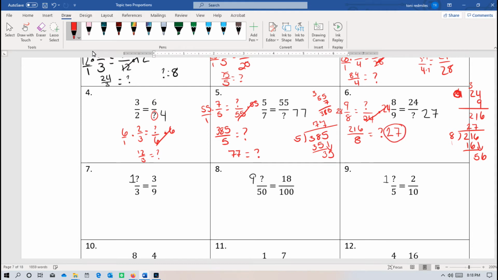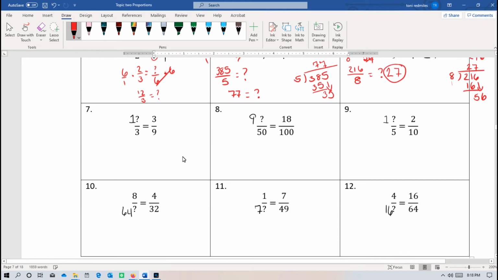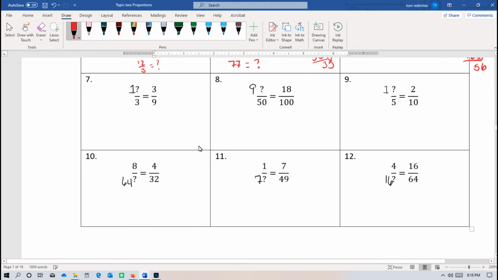All right. Now on this one, our numbers are on the smaller side. So if you were checking yourself saying what times what times what, now you're going the opposite direction. So to get from 9 to 3, we divide the 9 by 3, right? So that means I have to divide the top by 3, which gives me a 1. The answer to this one is 1.